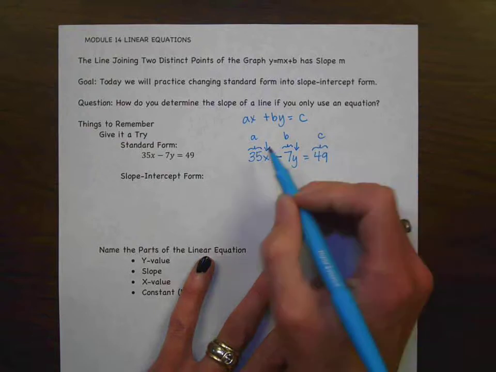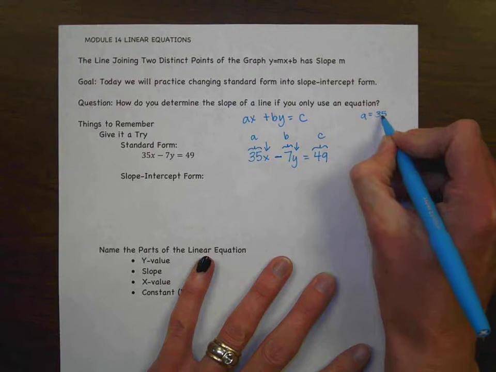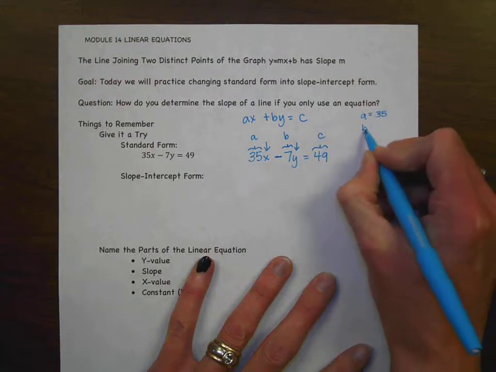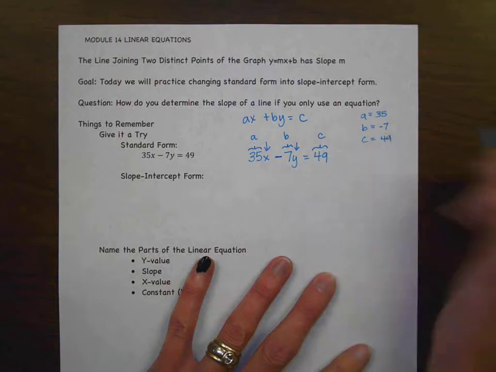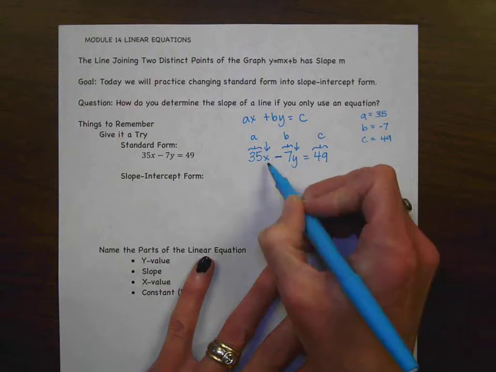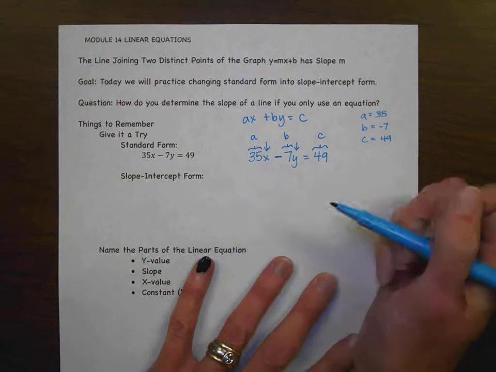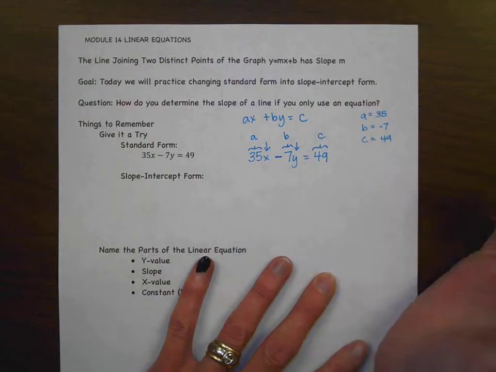So this is truly in standard form. The a for this one is going to be 35. The b for this one is actually a negative 7, and the c for this one is 49. So those are all the parts of the standard form. You have the x value and the y value. That's if you were to plug in 0 for x, then you would solve for y. If you plug in 0 for y, then you would solve for x. And so that's what we're looking at in the standard form.